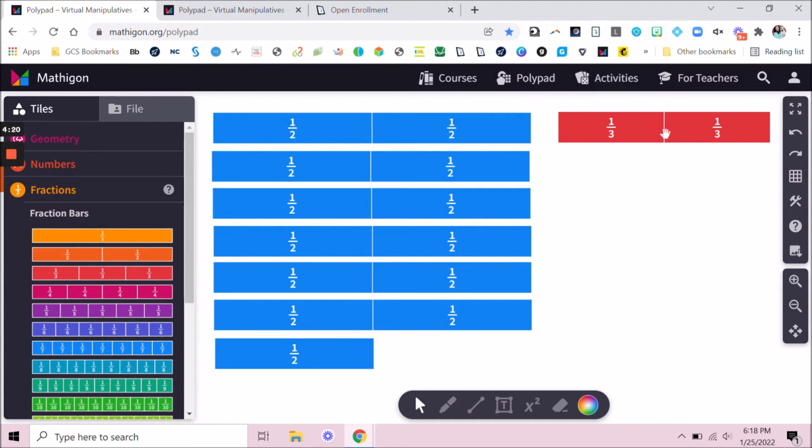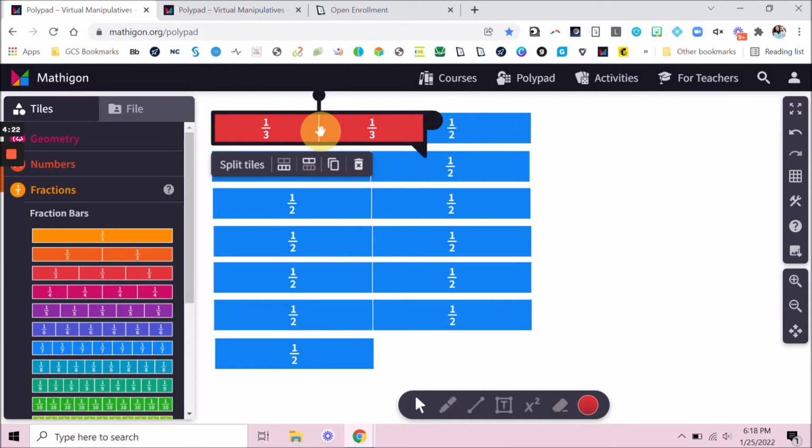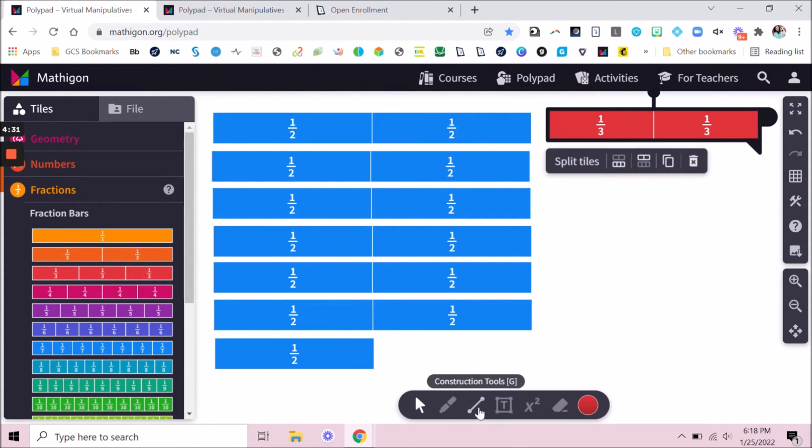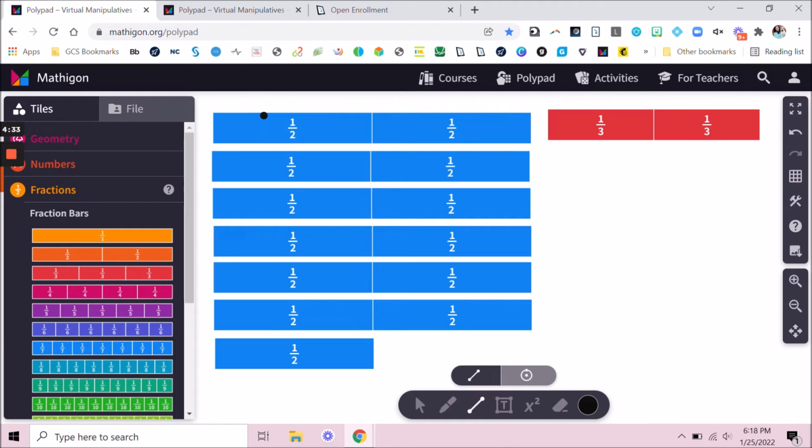Now the first thing I'm going to do is, what I really want to see is how many of these 2/3 fit in this visual model, but I noticed that I'm going to have some extras left over here, so that's going to be kind of weird. So what I'm going to do is divide each of my halves into thirds, and forgive me if my lines are not perfect. I'm doing this with a mouse. I don't have a touch screen at the moment.